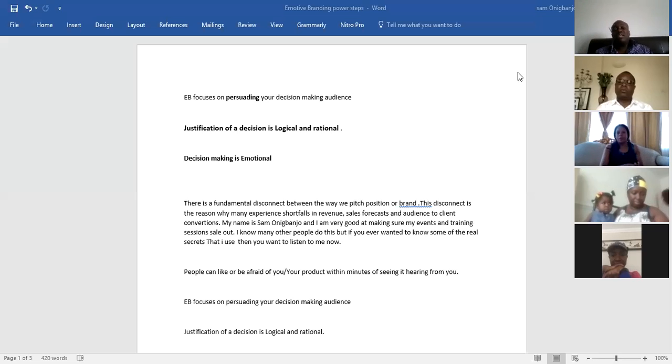So let me use Noye because she has raw oats as an example. If I was going to say exactly the same thing, I would say there's a fundamental disconnect between the way people in the fast-moving consumer goods industry pitch their oats, they pitch their food, they pitch their healthy stuff. This disconnection is the reason why some of you never seem to sell more than 100,000, 150,000 pounds of goods every year. This is the reason why, despite you go to trade shows and you hear other people selling tens of millions, you don't seem to pass the 100,000 or the 6-figure mark.